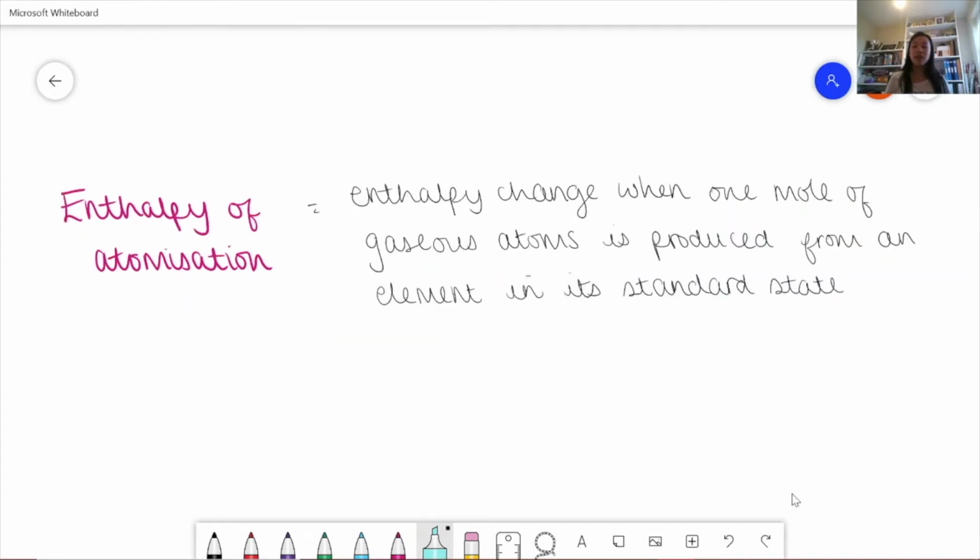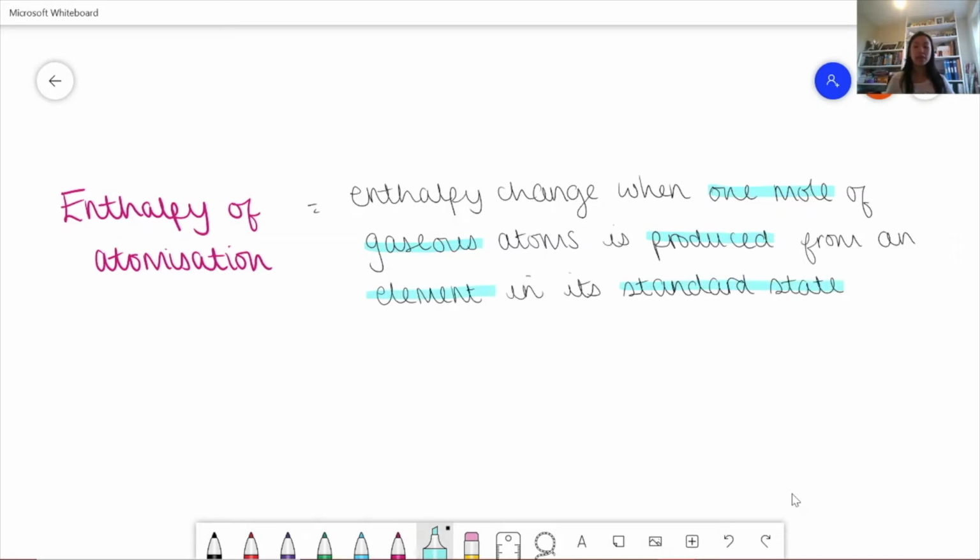The enthalpy of atomization is the enthalpy change when 1 mole of gaseous atoms is produced from an element in its standard state. So the important things to remember are that 1 mole of gaseous atoms are produced, and they're produced from an element in its standard state.